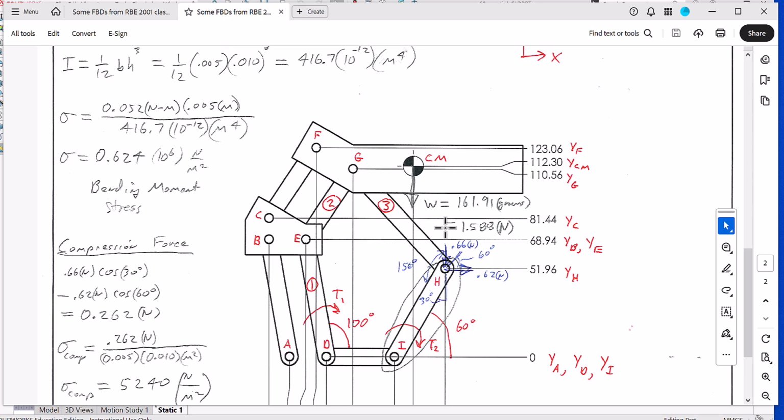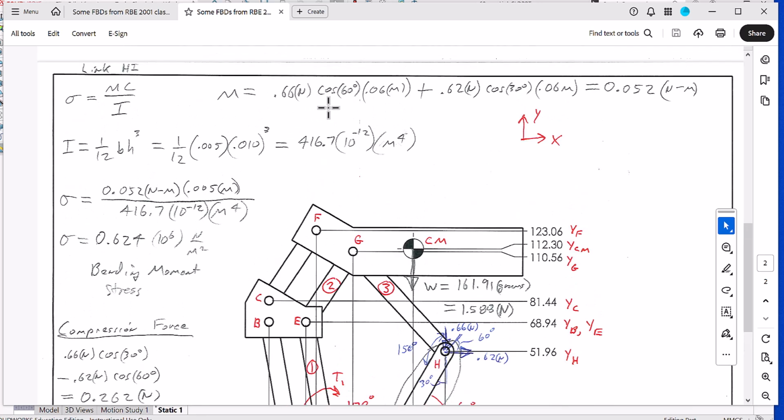So using those values, we want to break these into components, and this one has a component that's trying to compress the link. The X component has a component in line with the link that's trying to put it in tension. So those are kind of opposing each other a little bit, but they both have a perpendicular component that's adding to a bending moment here. So that's what this calculation is right here. In other words, we have 0.66 times cosine of 60. That's this perpendicular component, and then the length of the link, the distance between the joints, is 60 millimeters, or 0.06 meters. And then this other one, 0.62 newtons, multiply that times cosine 30 to get the component from this 0.62 newton force that's perpendicular to the link, and again multiply that by 0.06, and we get 0.052 newton meters, which also agrees with the motion study calculation for T2.